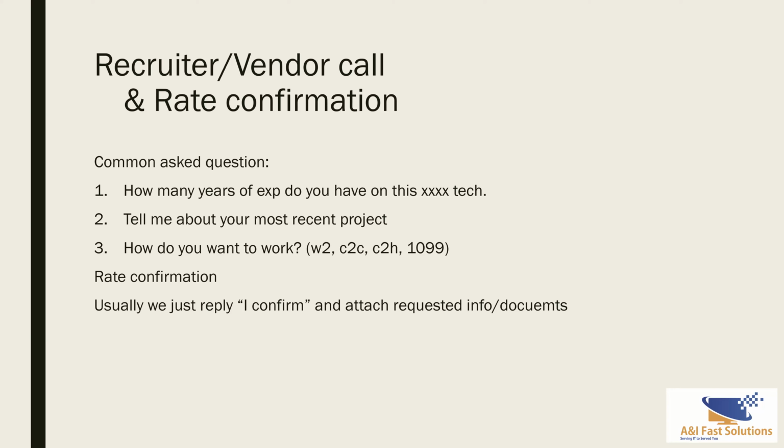Then let's say they agreed with you, and they're going to pay you $45. Most of the time they'll tell you, okay, we're going to give you $45 on W2, or we can only offer 1099. Okay, $40, $45, $50, and 1099.